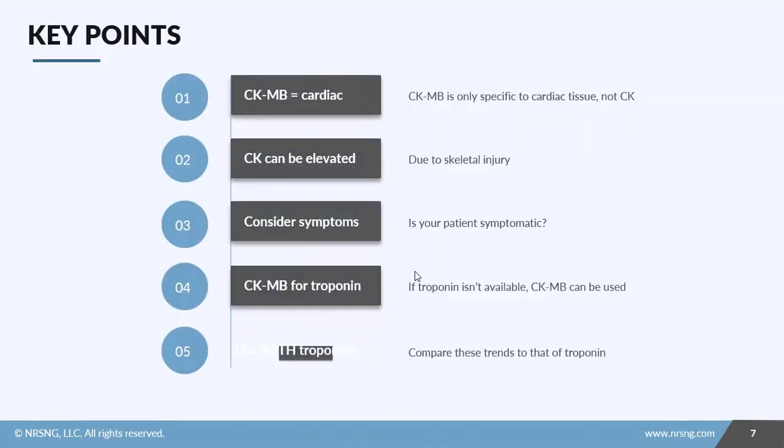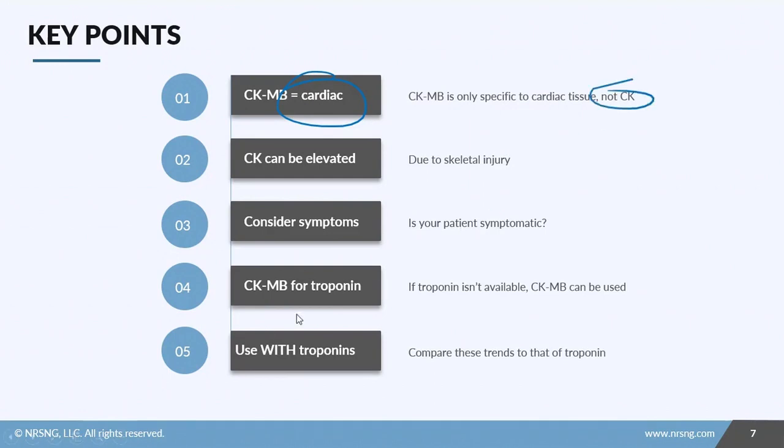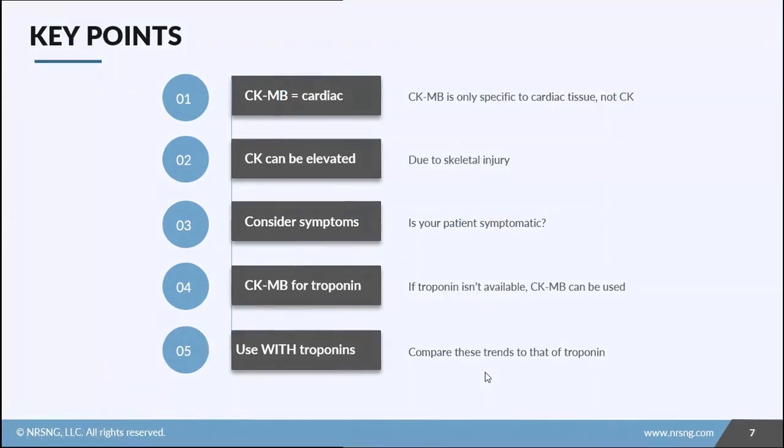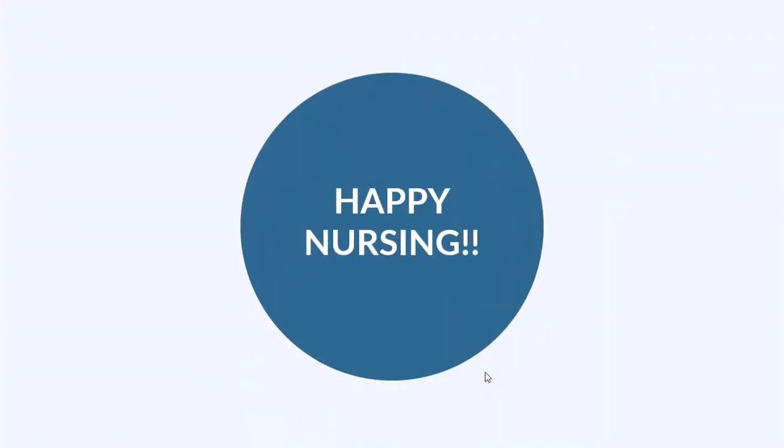So let's recap. Remember that CKMB is the one that we're looking at specifically when we're talking about cardiac tissue, not just CK by itself. Your CK can be elevated for cardiac injury, but it can also be due to some sort of skeletal injury. So you're going to want to look at your patient. And that leads me to my next point. Consider the symptoms of your patient and see, are they symptomatic? The CKMB is going to be used if that troponin isn't available, which is really beneficial. And you're going to want to use your CKMB with your troponins and compare these trends over time. That's our lesson on the cardiac markers.